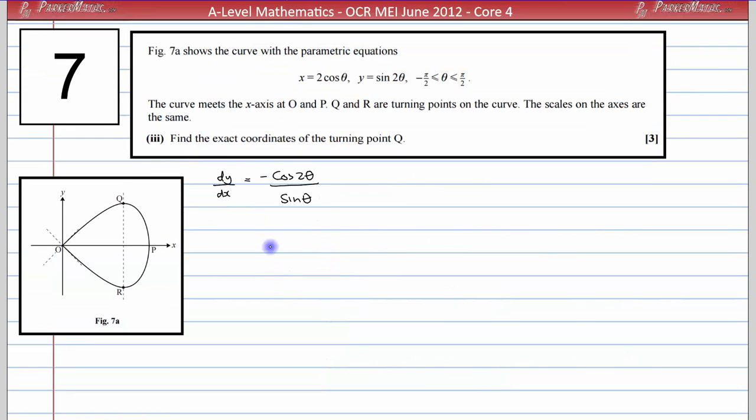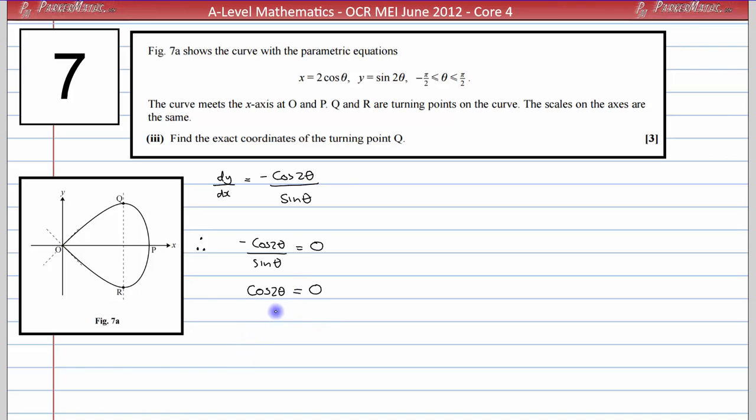In the last part, we showed that dy by dx is minus cos 2 theta over sine theta. So at a turning point, dy by dx equals 0, so we can say that negative cos 2 theta over sine theta must equal 0. If we have a fraction that equals 0, the denominator can never be 0, so the numerator must be 0, so negative cos 2 theta must equal 0. And if we multiply by minus 1, we get that cos 2 theta equals 0.